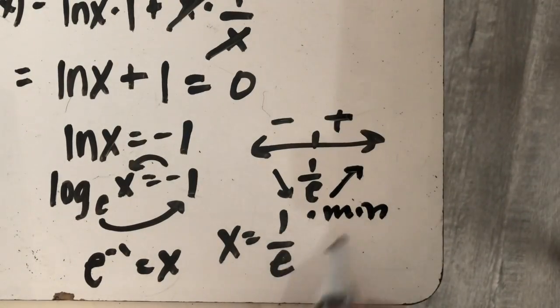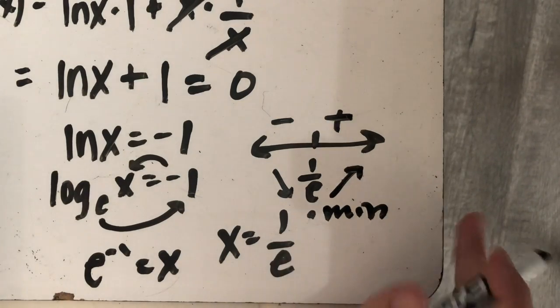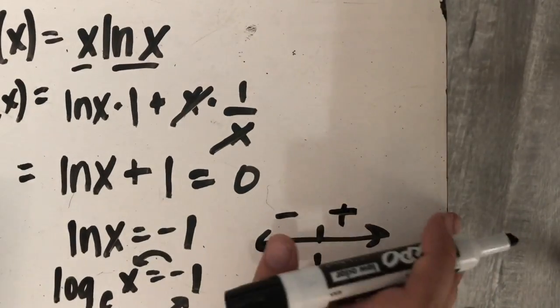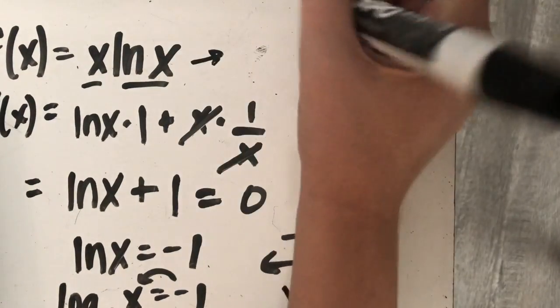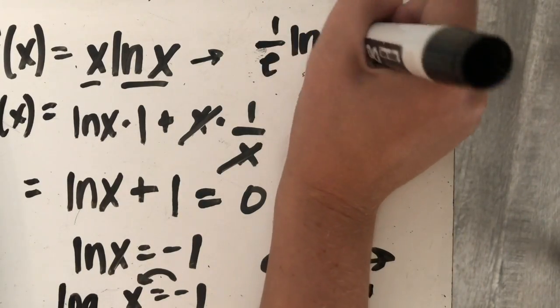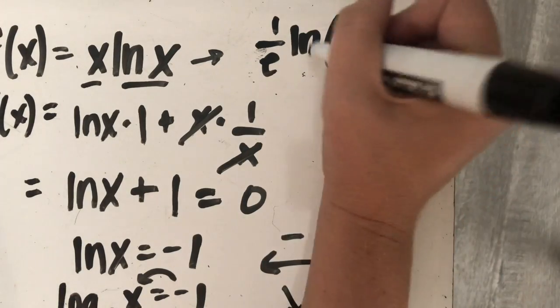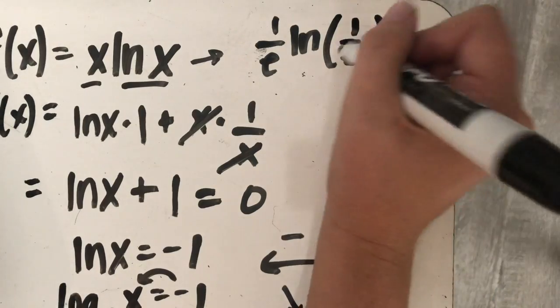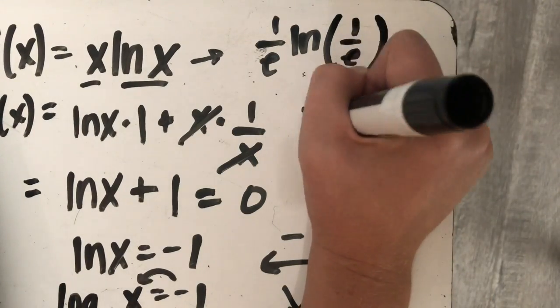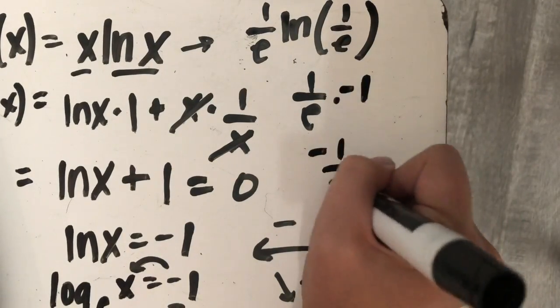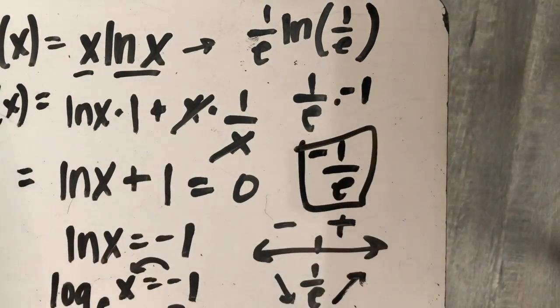So this is the x value, but it didn't ask me where is my minimum. It asked me what is my minimum. So I'm now gonna have to take this value and plug it in back to my original up here. So I would have 1 over e times ln of 1 over e. This, the ln of 1 over e, so e to what power is giving me 1 over e? That would be negative 1. So I would have 1 over e times negative 1. So my minimum value must be negative 1 over e. And there is my solution.